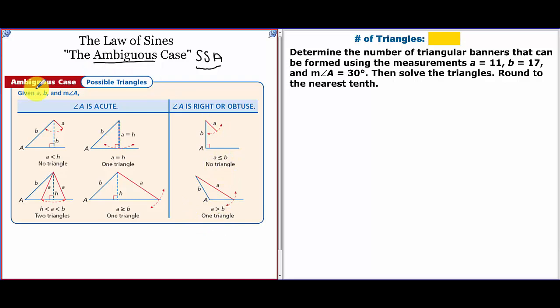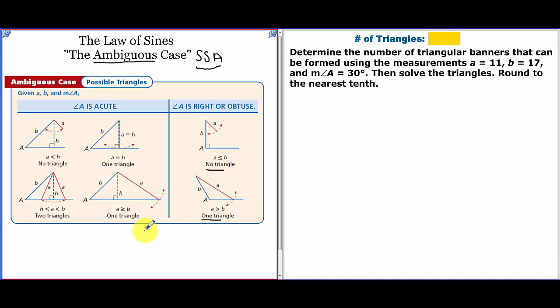There's actually 6 possible options for triangles. Okay, so our 6 possible options. First, I'll talk about the right side of this, where your angle is obtuse. So if your angle is right or obtuse, if side A is less than side B, side A isn't long enough. It's not going to be able to reach down to make a triangle. But if side A is bigger in an obtuse triangle, you're always going to have one triangle.